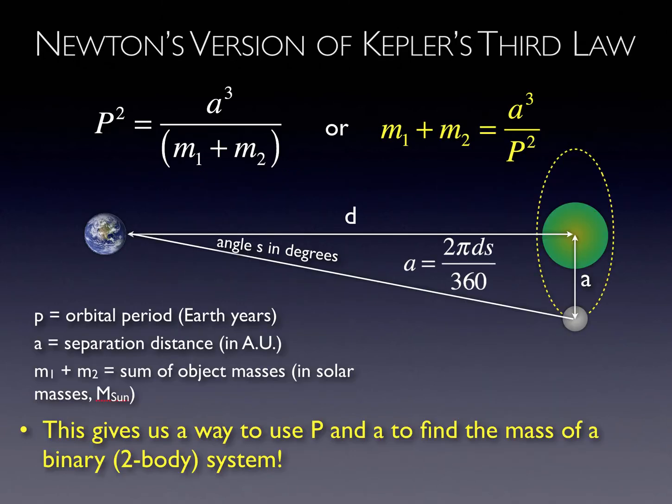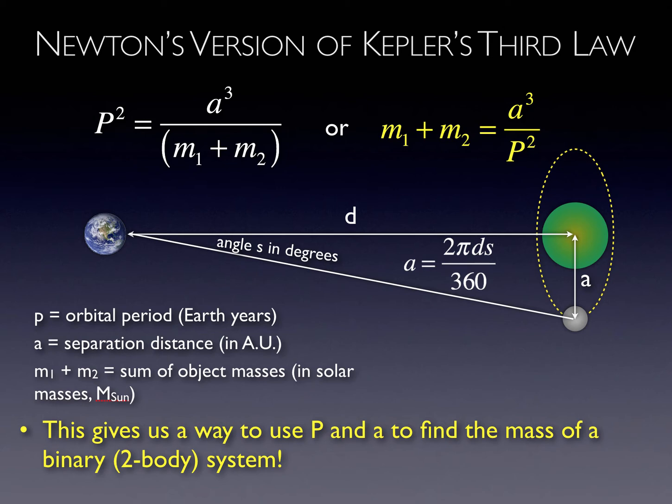Newton's derivation of Kepler's third law was more general and more complete. Newton showed that masses were involved. The equation shown has the familiar cube of the semi-major axis, A, and the square of the orbital period, P, but it also has the sum of the masses of the two objects in question. That is, if one mass is orbiting another, the sum of their masses is equal to the semi-major axis distance cubed divided by the orbital period squared.